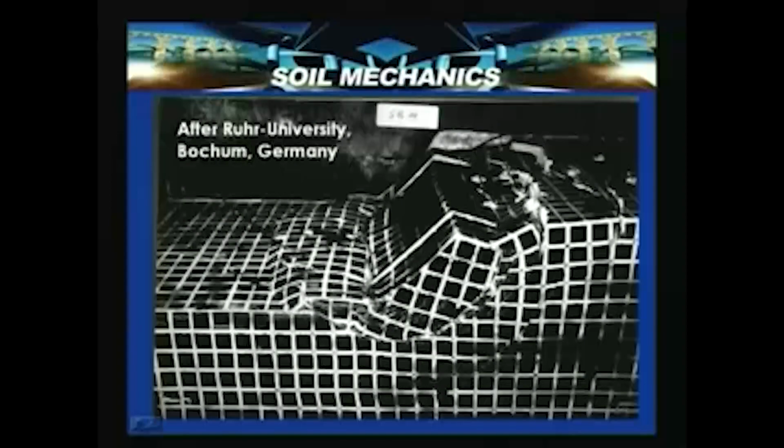In this case, a typical slope failure is shown here, a physical model. This is after University of Bochum, Germany, where you can see a typical slope failure and the formation of cracks. These are tension cracks, and this is a typical slip surface which is formed in a homogeneous clayey soil.